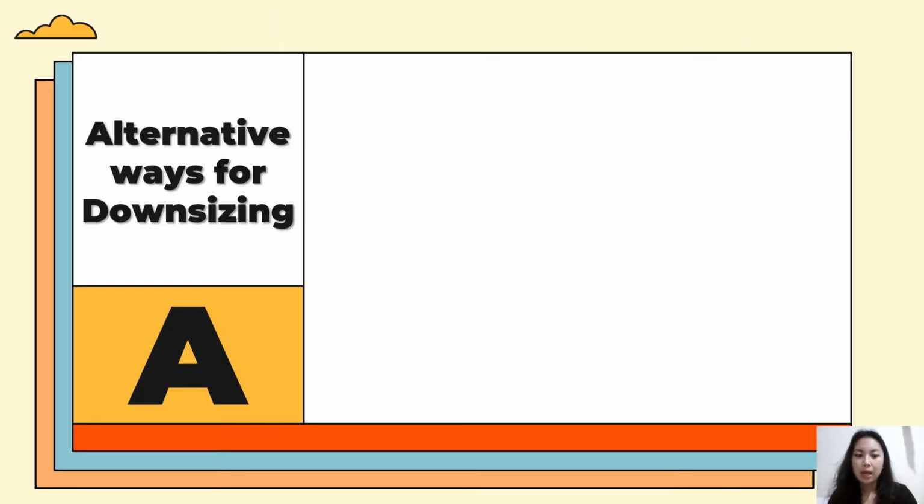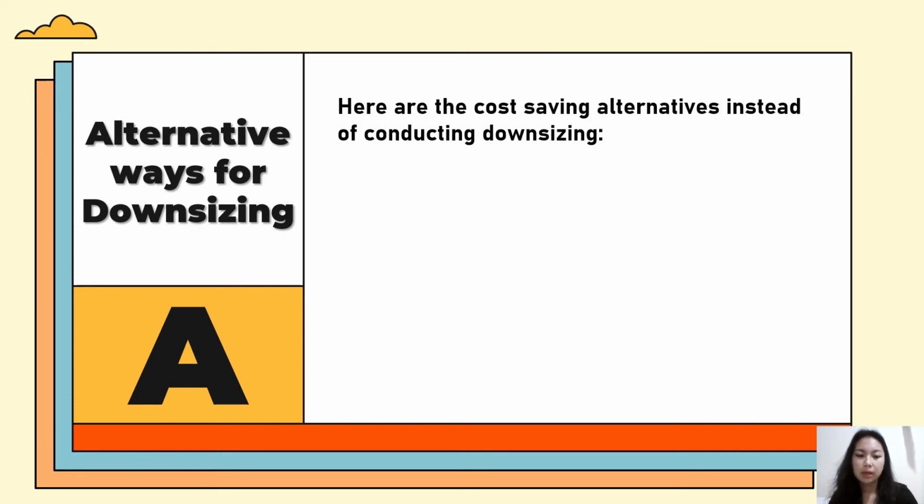So, now that we know downsizing and layoffs have several negative impacts, let's talk about the alternative ways a company can do instead of downsizing first. These alternatives can be a way to further eliminate the potential negative effects downsizing can have on employees. The cost-saving alternatives instead of downsizing are the following. First is reduced hours, in which the goal is to reduce the number of hours worked by each employee. Next is implementing lower wages, which is done to save money and resources for the company.